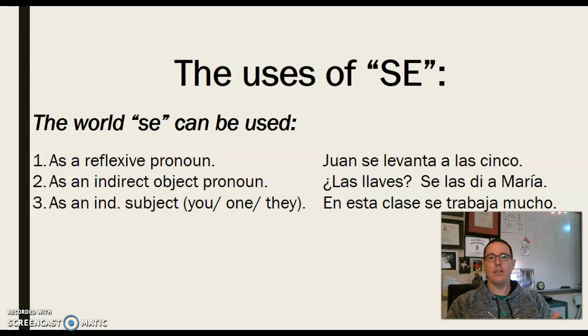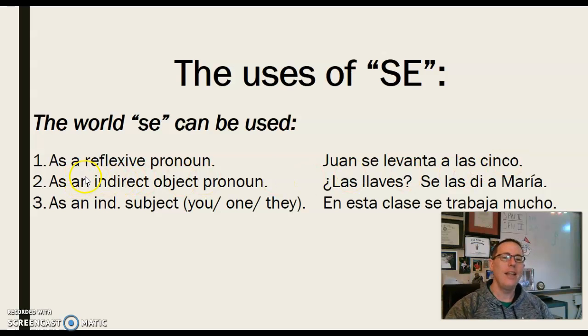So as a reflexive, like the verb ducharse, to take a shower. So I mean, me ducho, I take a shower. Te duchas, you take a shower. Él se ducha, he takes a shower. Ella se ducha, she takes a shower, etc. So you can use it as a reflexive. Juan se levanta a las 5. Juan gets up at 5.